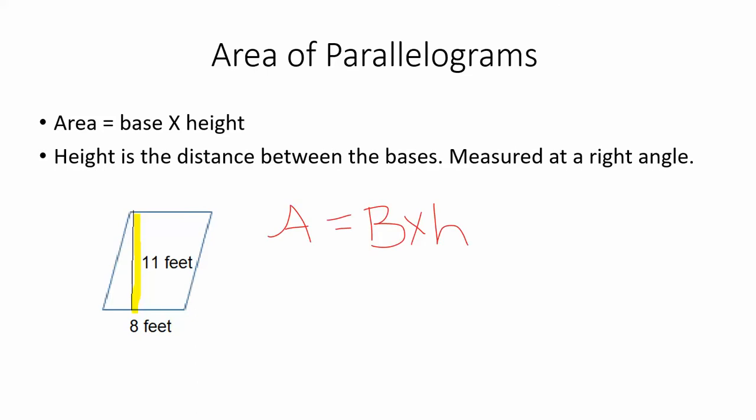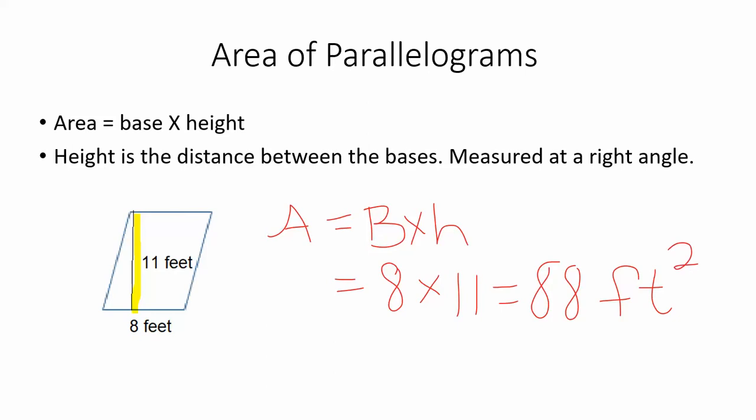So the area equals base times height. My base is 8 times my height is 11. So 8 feet times 11 feet is 88. And remember, it's area, so that's square feet, or we can also write it as feet squared.